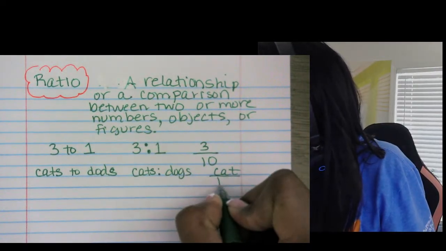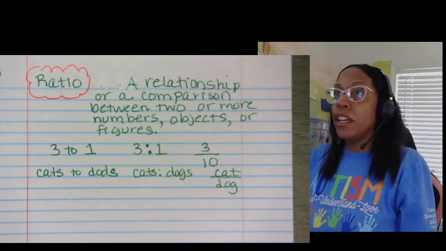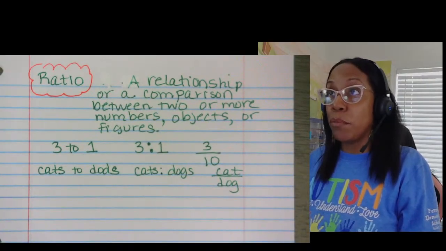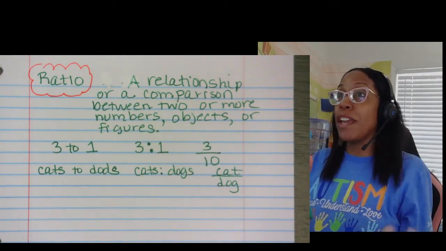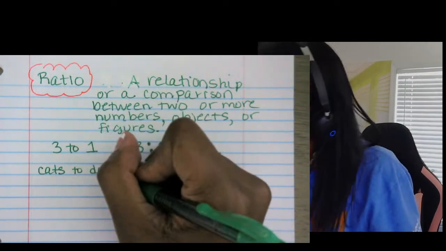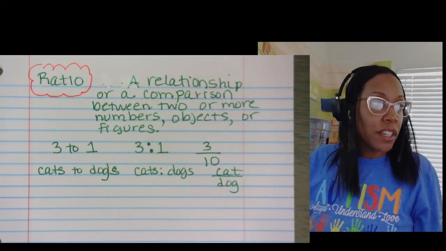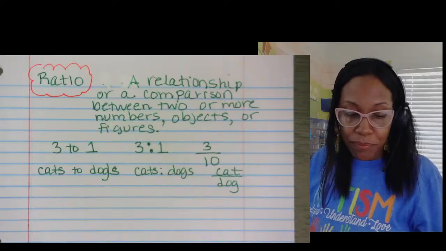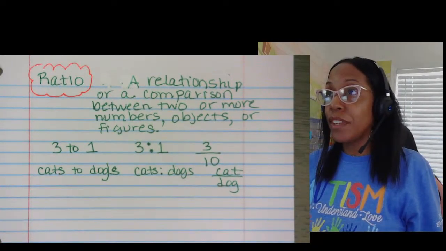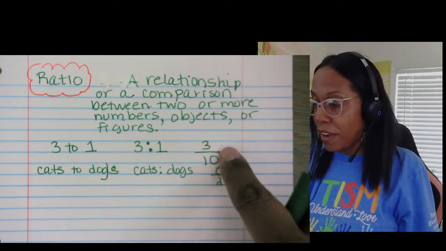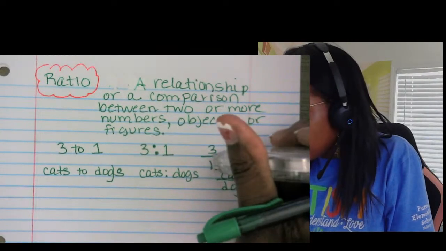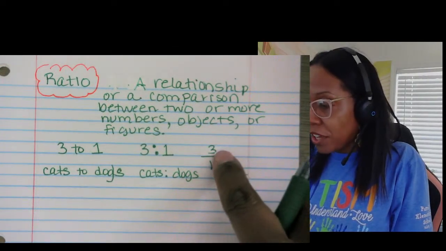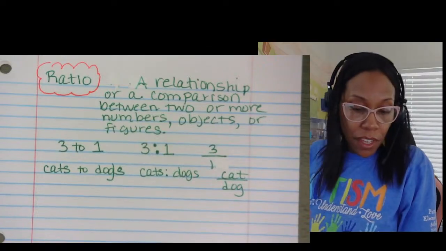All right, so that's an example of a ratio, a comparison or relationship between two or more numbers or objects. So for every 3 cats, there's 1 dog. All right, there's 1 dog. Now you'll notice in this fraction, I put 3 to 1. So in this fraction, you have 3 to 1, 3/1.